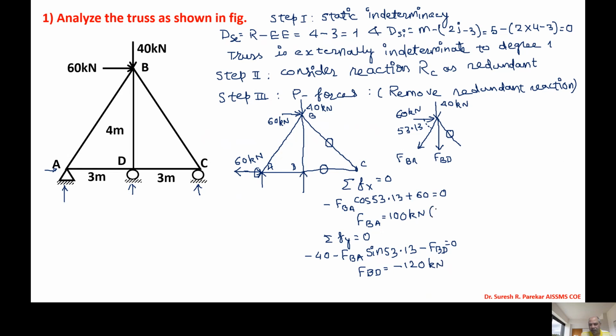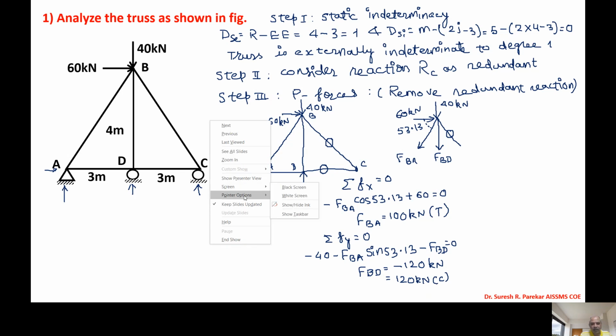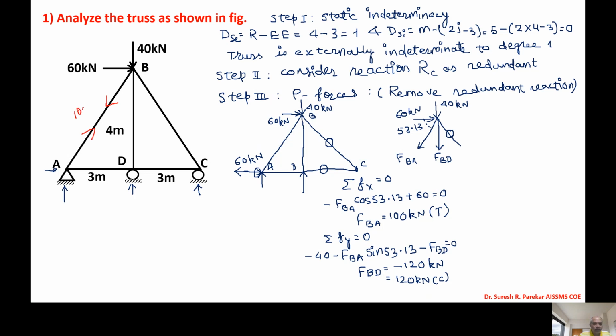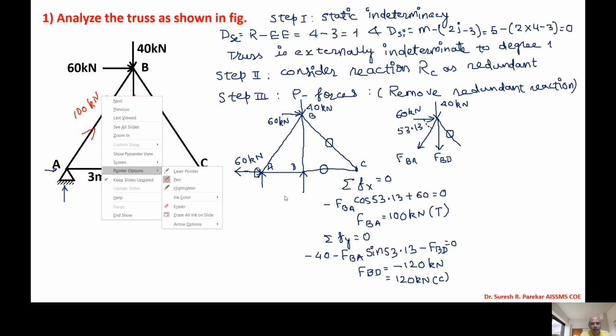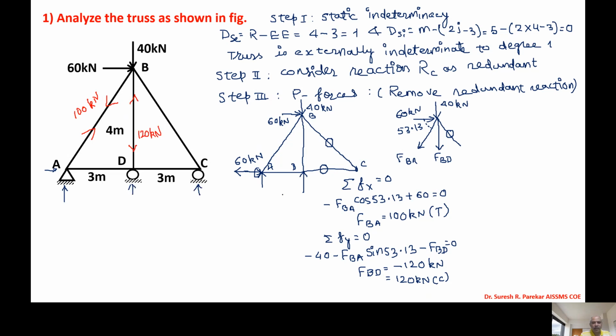Now as this is plus, we have tensile. This is minus, so we have this as compressive. So now if we put these values in the diagram, we are going to get these values. We have BA, which is tensile 100 kilonewton, and BD, we have compression 120 kilonewton. And then we have to consider joint A, and then we have to solve for the member.